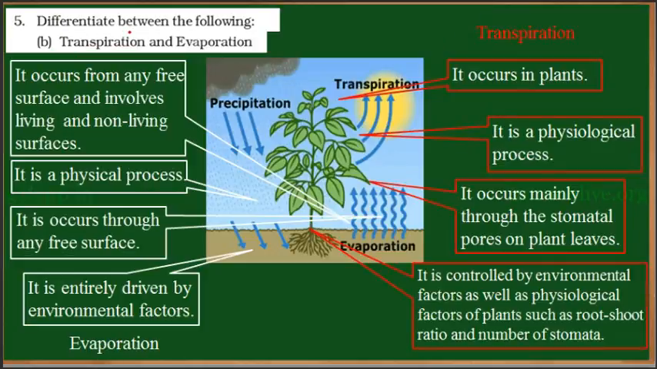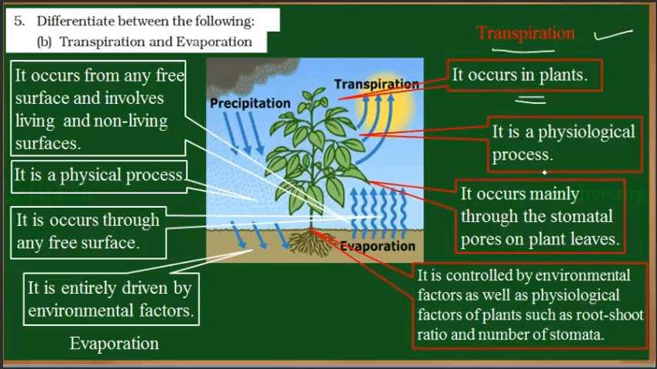Now, the second part of the fifth question: differentiate between transpiration and evaporation. Let's learn the differences between the processes of transpiration and evaporation. Transpiration is a process in which the water which is absorbed by the plants will be lost in the form of vapor. The roots absorb water in the liquid form, and this water will be lost by the leaf in the form of vapor. This process is called transpiration, and generally it occurs only in plants.